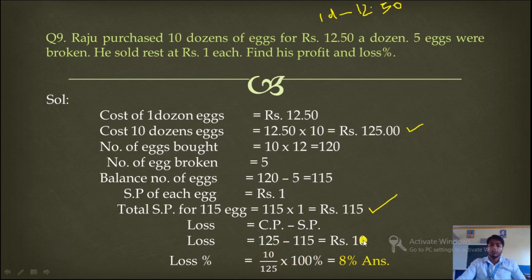So what is loss here? 10 by 125, that is cost price, into 100. When we reduce the term, 25 fives are 125 and 25 fours are 100. Now 5 ones are 5, 5 twos are 10. Now when we multiply, 4 into 2, we get here 8. So 8% loss. This is the answer of this question. This is how you can solve this question.